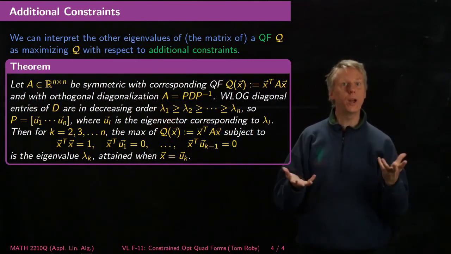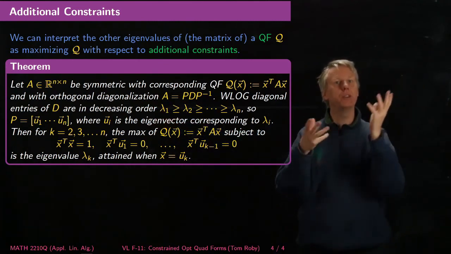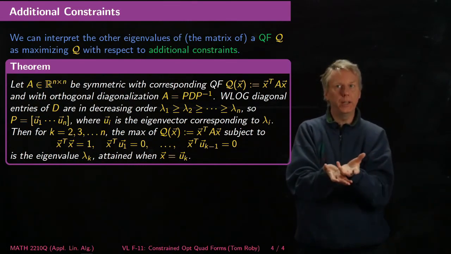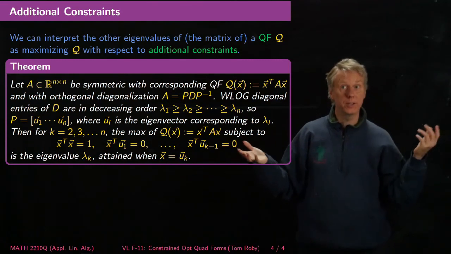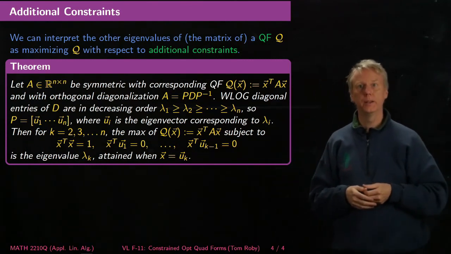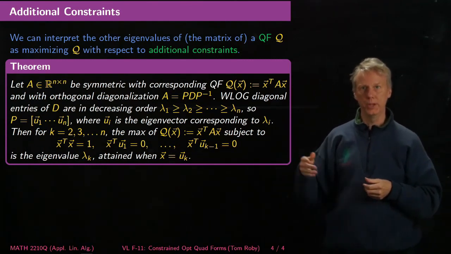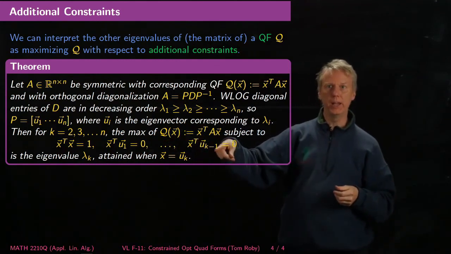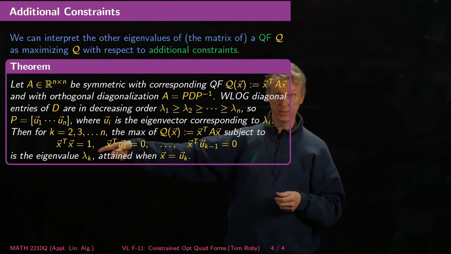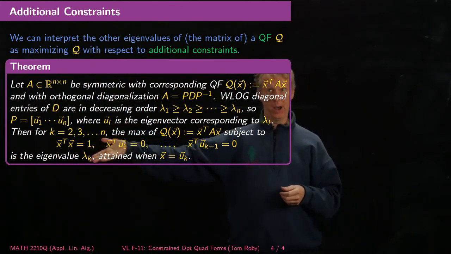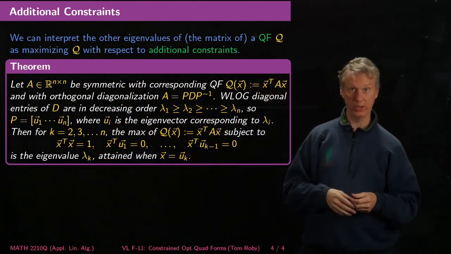Okay, so we've got this great interpretation of what all the eigenvalue and eigenvector pairs are doing in this situation where you have any real symmetric matrix. Okay? So if you have k minus 1 such constraints, then the maximum value is attained by the eigenvalue lambda_k when x equals u_k.